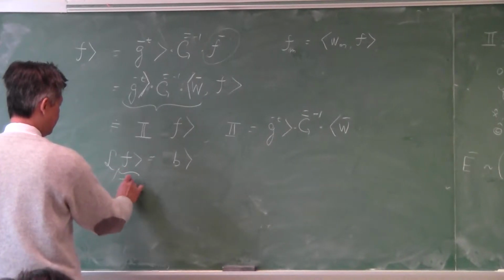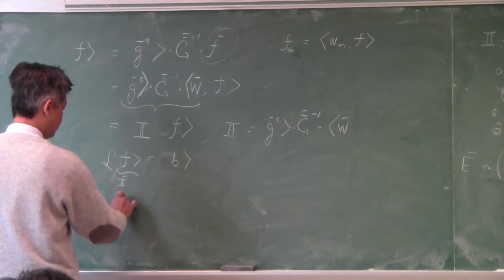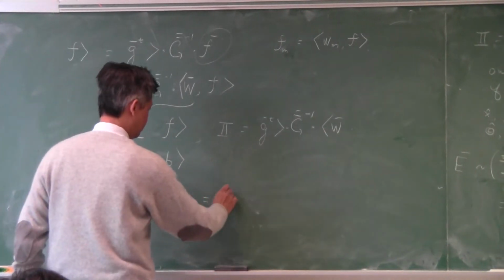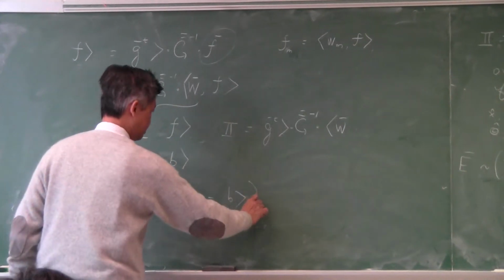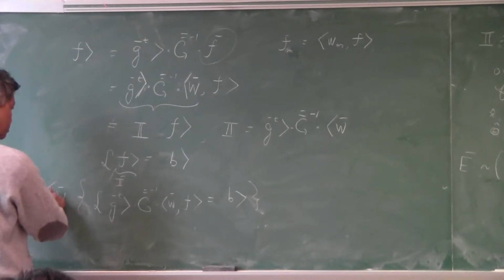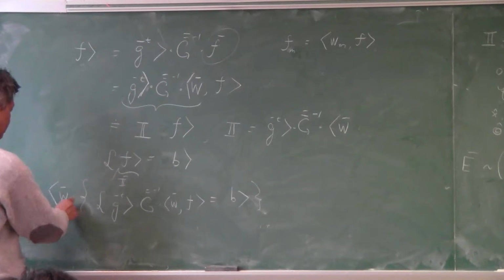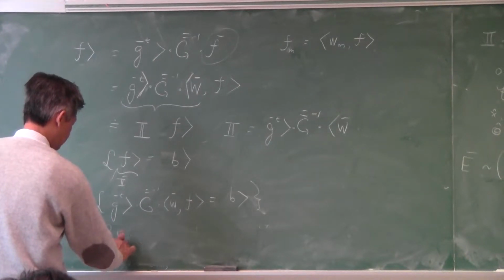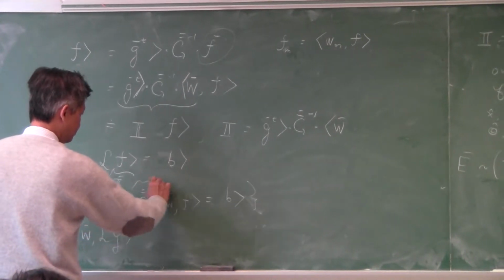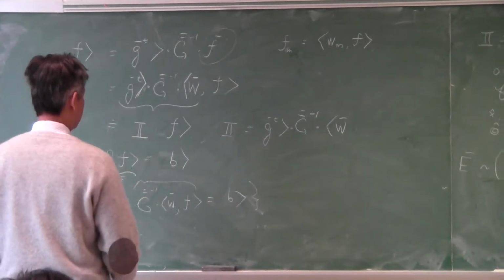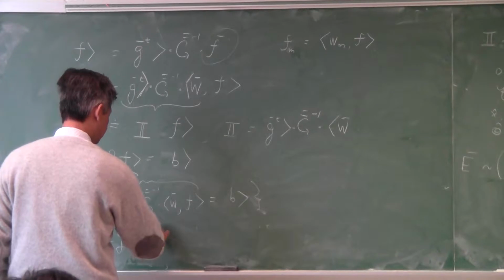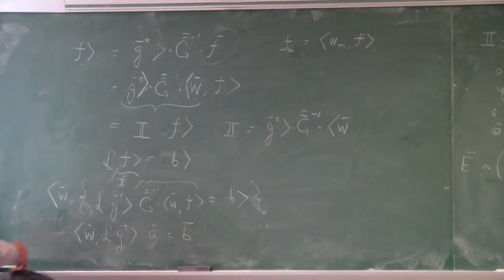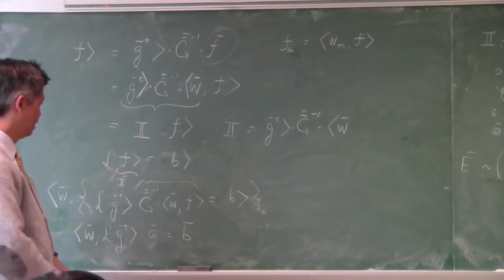You can insert an identity operator in here, and then you will have L G transpose dot G inverse dot W F is equal to B. Then you can multiply this equation by a column vector consisting of W transpose, and the equation you get would be W L G transpose, and you can call this entire thing your A, because this is just a column vector, is equal to B.